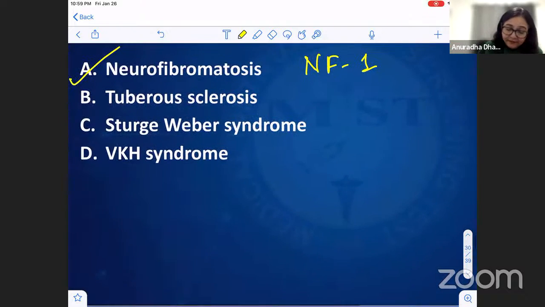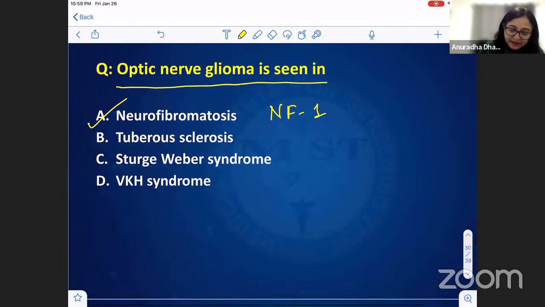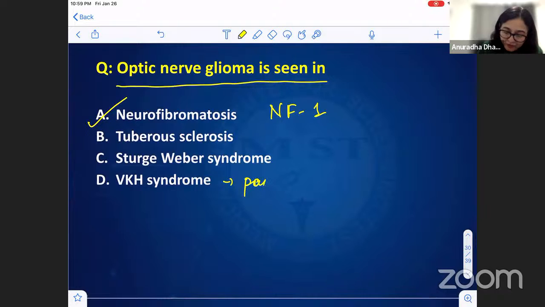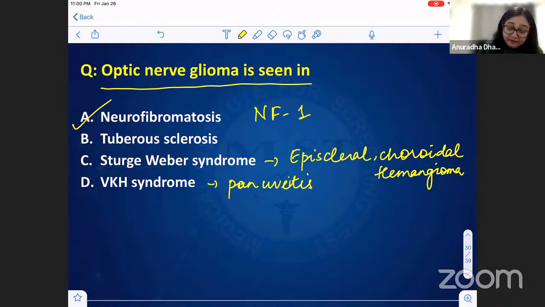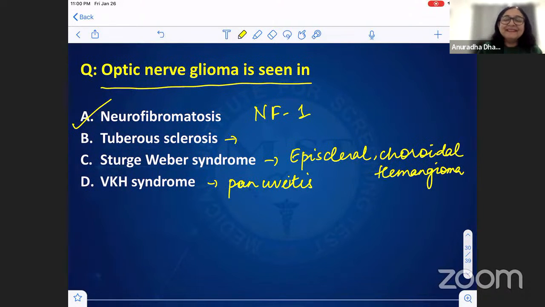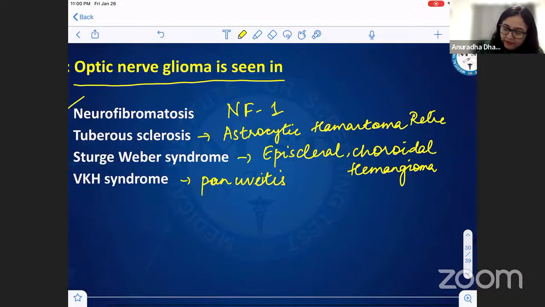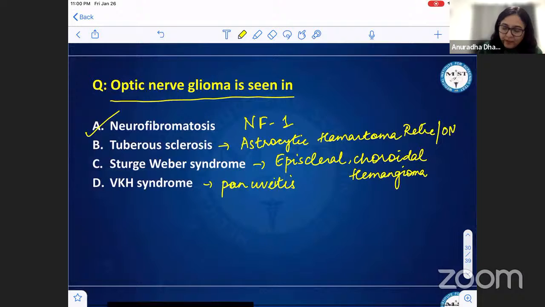Now, among the other conditions, they can also have some ocular features. Vogt-Koyanagi-Harada syndrome we know can cause posterior uveitis or panuveitis in the eye. Sturge-Weber syndrome can cause episcleral or choroidal hemangiomas. Tuberous sclerosis can also cause a tumor of the optic nerve, but it is called astrocytic hamartoma of the retina and optic nerve.